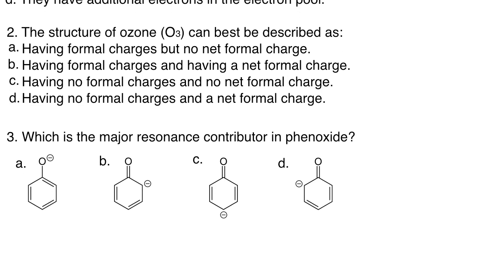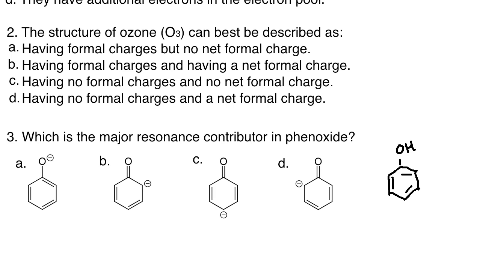And then number 3, I've given some resonance structures here. Which is the major resonance contributor in phenoxide? So phenoxide is derived from what is known as phenol, and phenol is an acidic type of benzene ring. So you have an OH here. Once you have the deprotonated form of phenol, you get phenoxide.